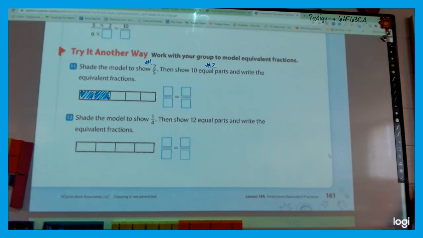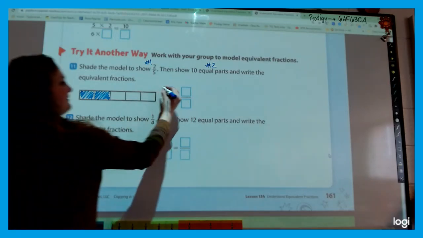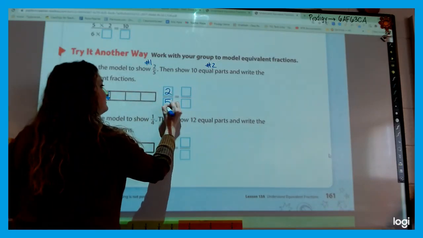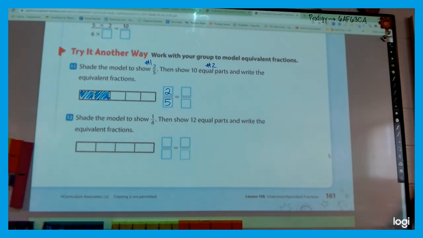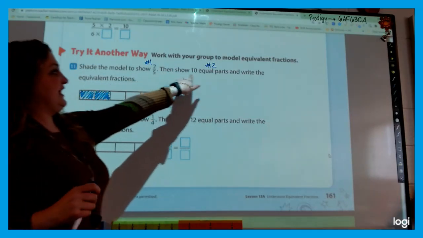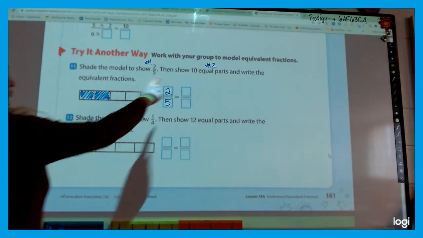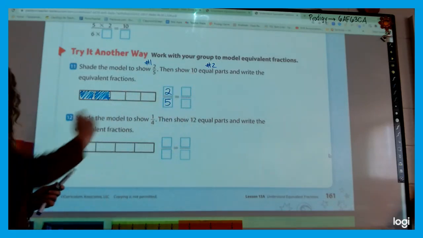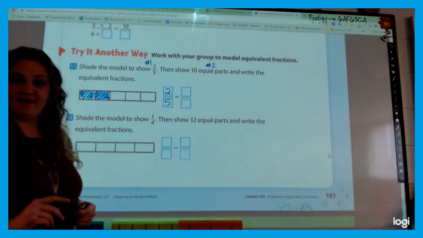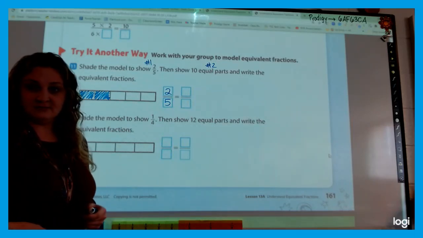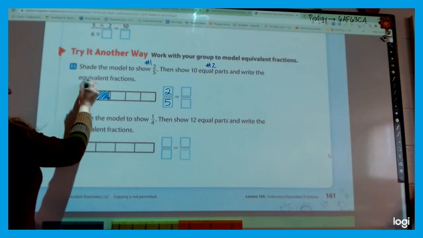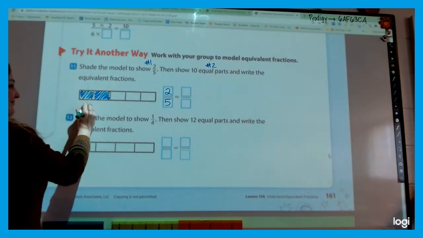Okay? So 2/5 is my first fraction. We can go ahead and write that here. All right, then show 10 equal parts and write the equivalent fractions. Well, remember how I told you earlier, we can split, since I want 10 equal parts and I have 5, can I split all of my 5 parts in half and then have 10? I can, okay? So I'm going to use this green marker to show you splitting them in half.